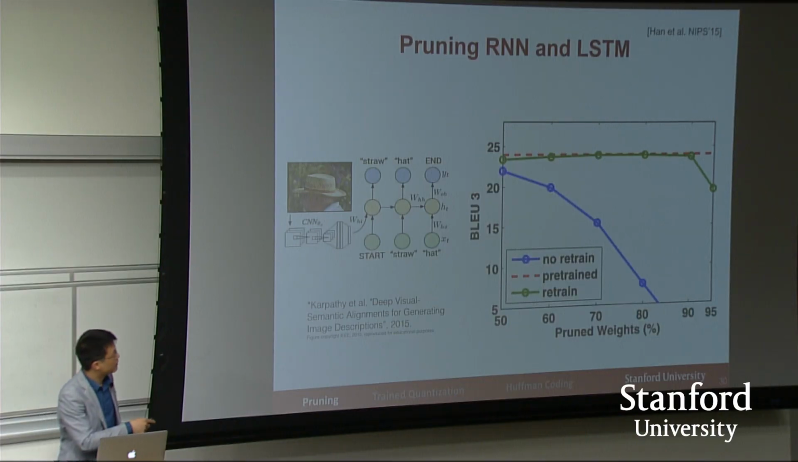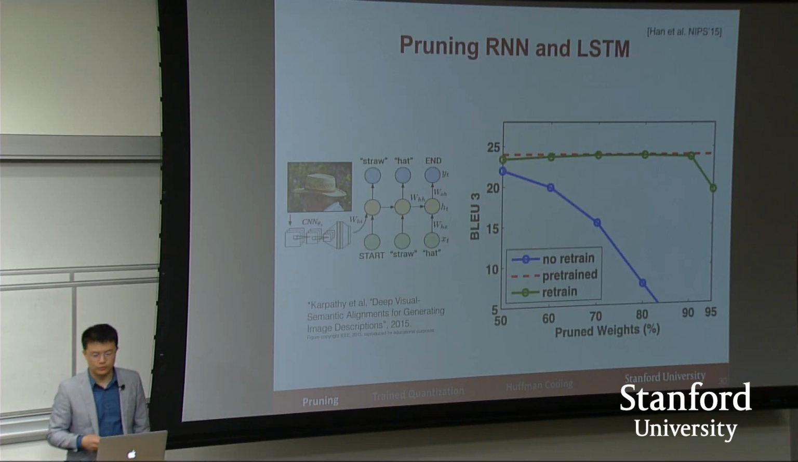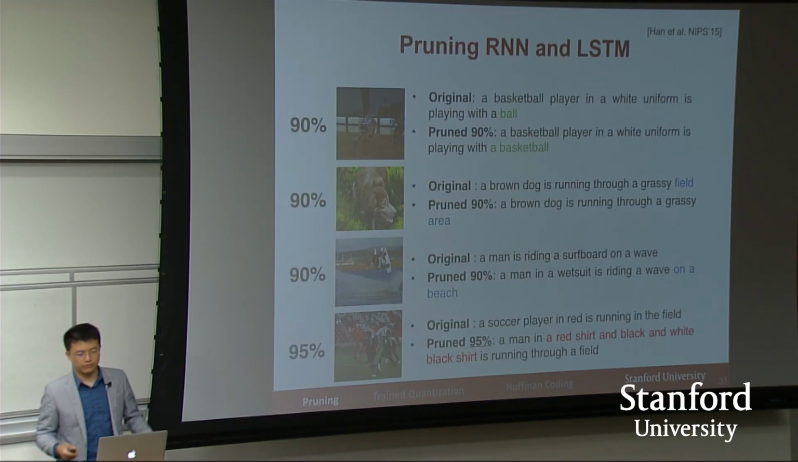So we just mentioned convolution neural nets. How about RNNs and LSTMs? So I tried with this NeuralTalk. Again, pruning away 90% of the weights doesn't hurt the BLEU score. And here are some visualizations.